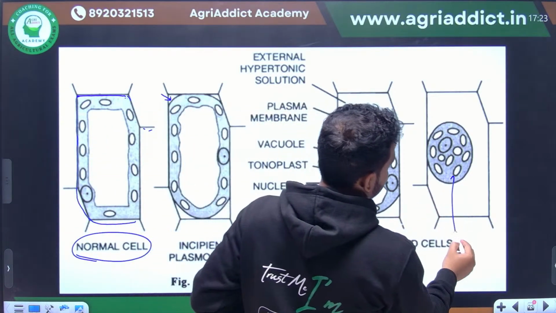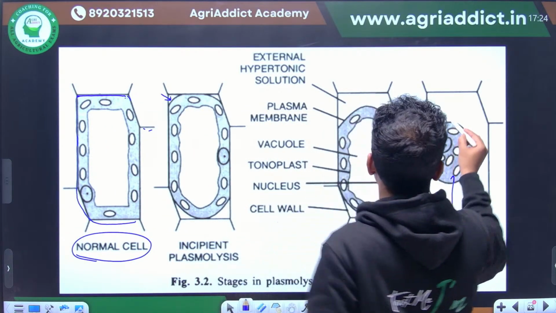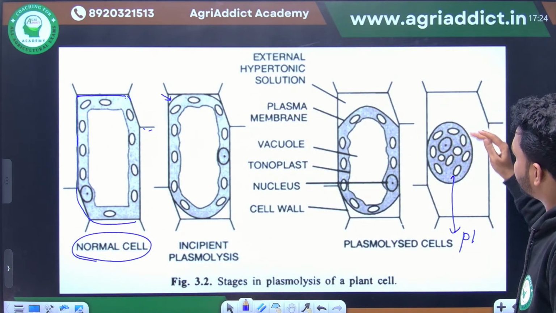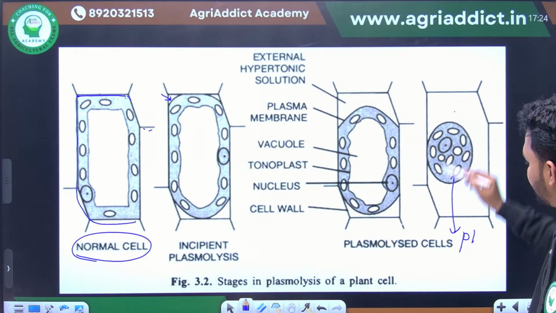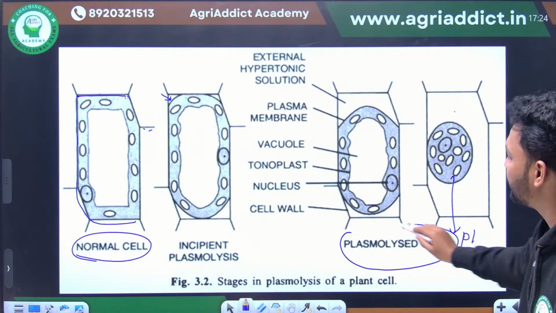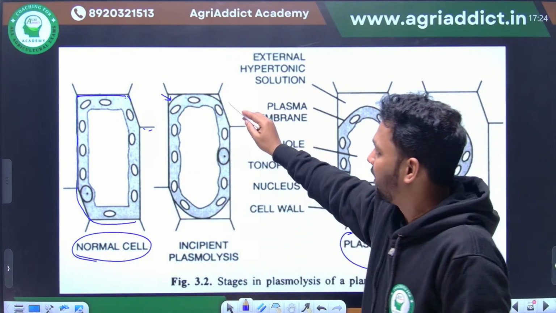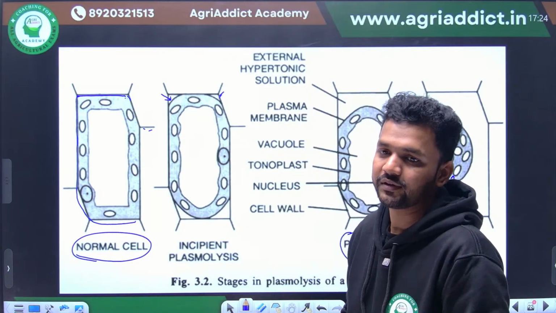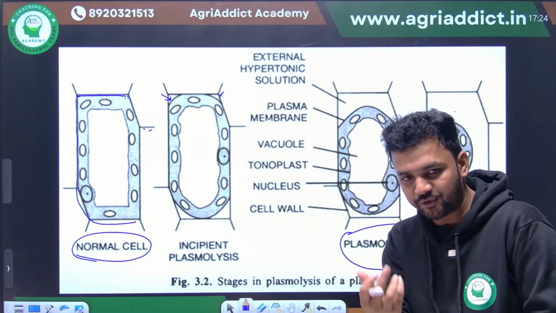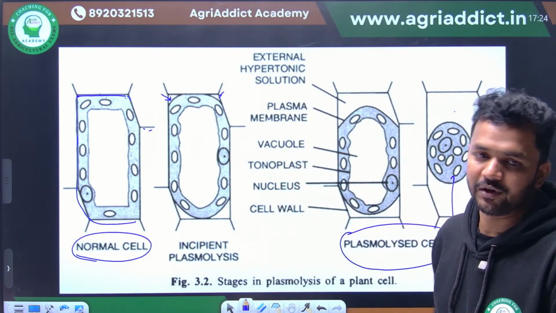And in this stage it is plasmolysed because it has taken a spherical shape and detached from most of the cell wall. So this stage is known as the plasmolysed stage or plasmolysed cell. And when it just starts to shrink, it is incipient plasmolysis. The earliest stage of plasmolysis is known as incipient plasmolysis.